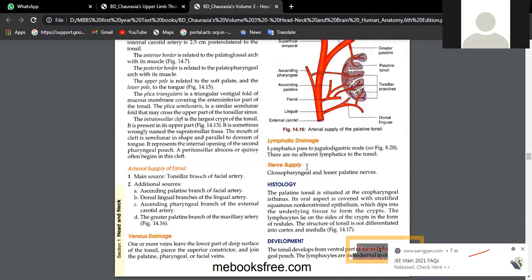Correspondingly, we will have veins that will drain into pharyngeal plexus of veins. Okay, lymphatics will drain into jugulo-digastric group of lymph nodes. Nerve supply, glossopharyngeal and lesser palatine nerves.